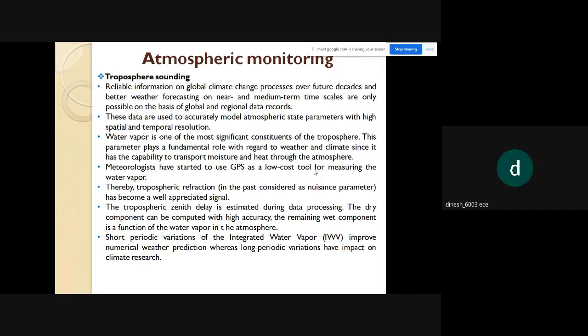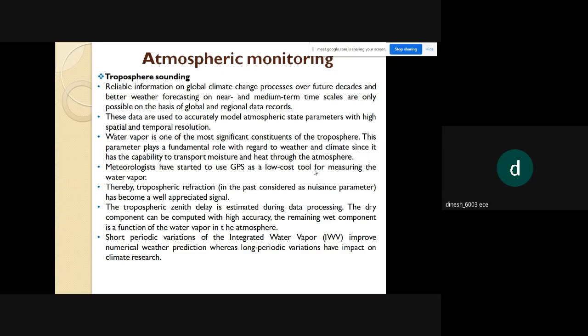So the water vapor variations that we measure are being done by different meteorologists for measuring the atmospheric contents. So in tropospheric refraction, in the past we had nuisance parameters. So that is being added with the signal.